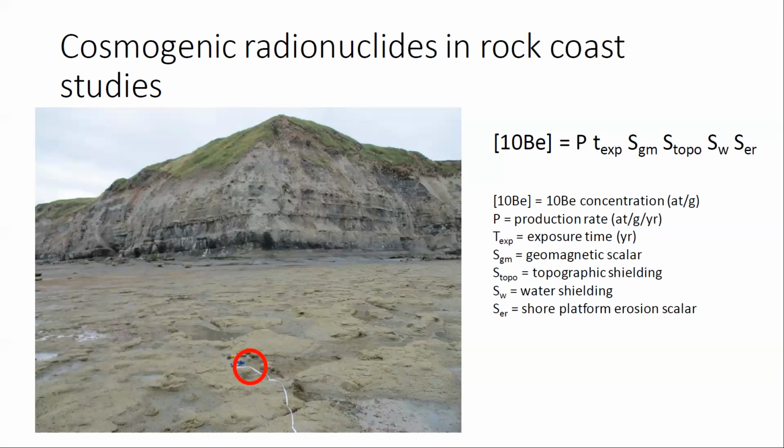Imagine a vertical cliff that is straight along shore. At the time when the cliff was exactly at the location of the sample, half of the sky was occluded by the cliff. Therefore, we need to multiply our concentration by 0.5. As the cliff retreats, the sample is more exposed, and so the shielding factor increases, with 1 representing no impact of topography at all.